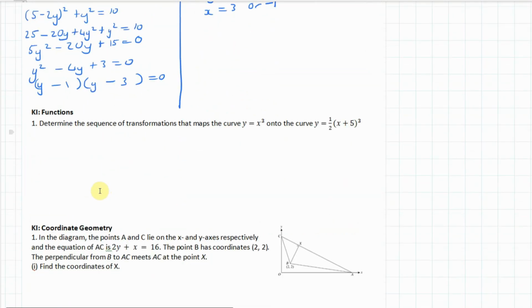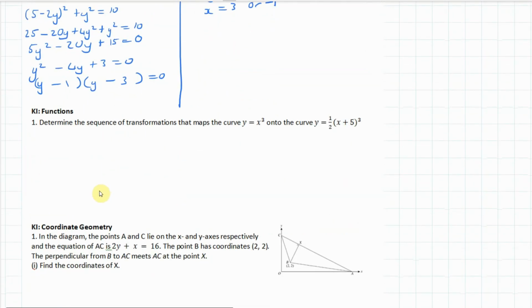Moving on to functions. We've got to determine the sequence of transformations that maps the curve y equals x cubed onto the curve y equals 1/2 bracket x plus 5 cubed. So you can see that we've got a translation, first of all, of minus 5, 0. That's represented by this bit here. Shift to the left by 5. And then we have a vertical stretch factor of 1/2. Oh, that's a nice one.